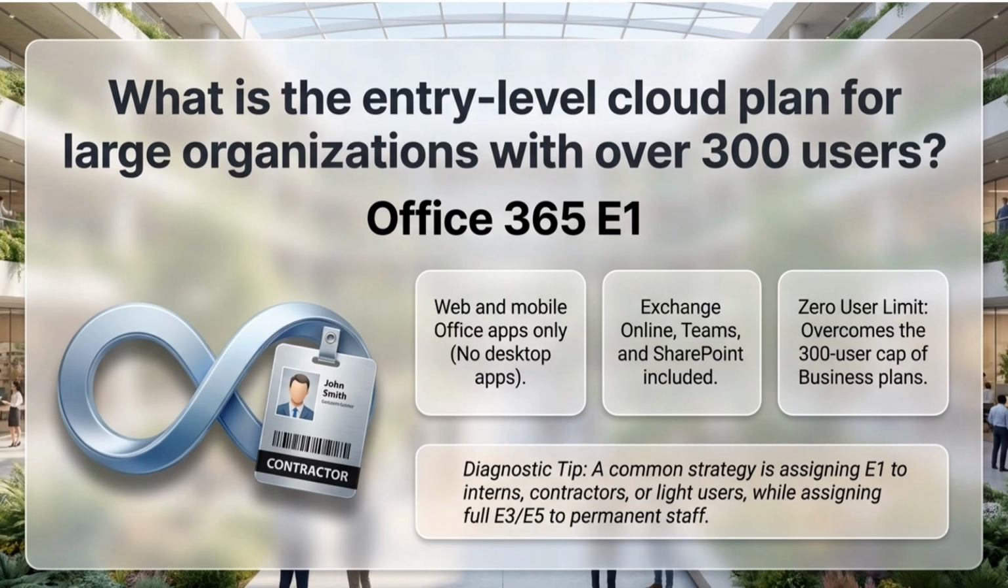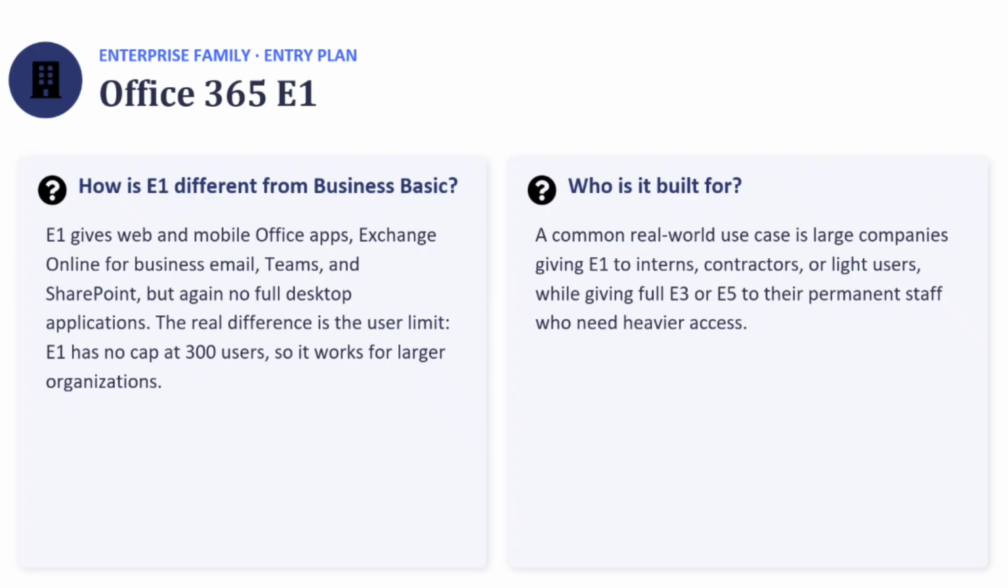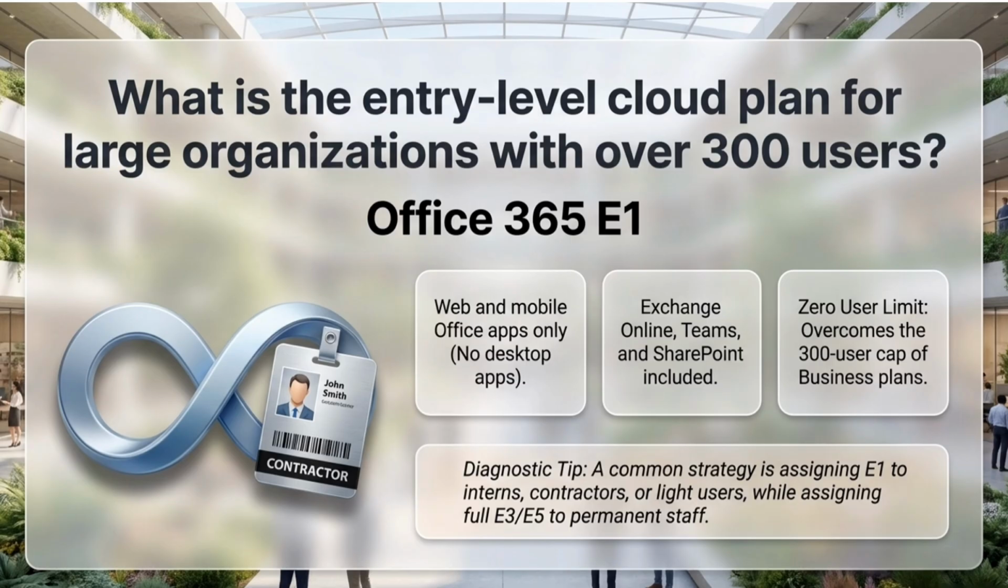Now let's talk about Office 365 E1. Now we step into the enterprise family. Office 365 E1 is the entry point. Here it is important not to confuse it with Business Basic. E1 gives you web and mobile Office applications, Exchange Online for business email, Teams and SharePoint, but again, no full desktop applications. The real reason companies pick E1 over Business Basic is the user limit. E1 has no cap at 300 users, so it works for larger organizations that only need lightweight access for certain user groups.